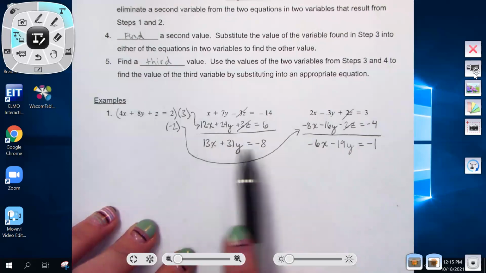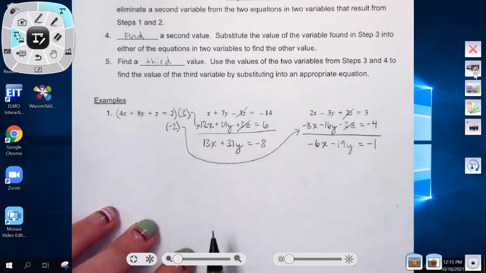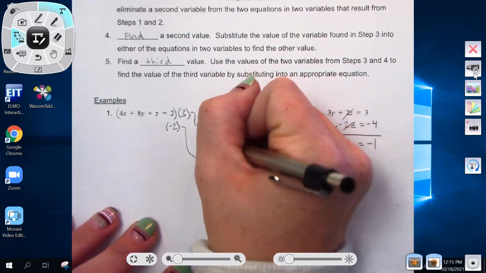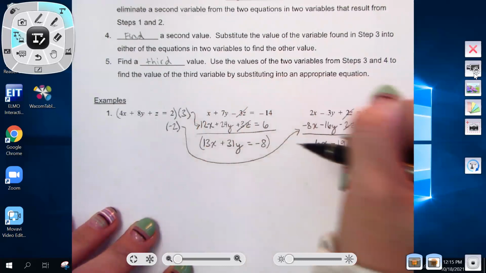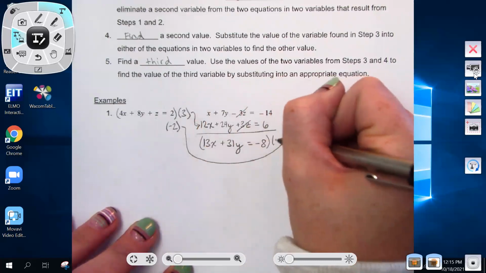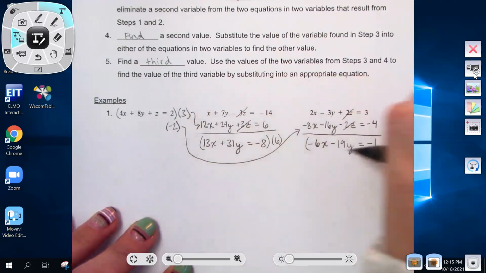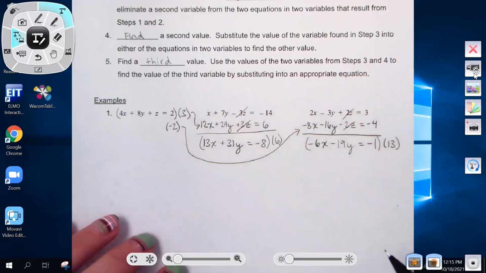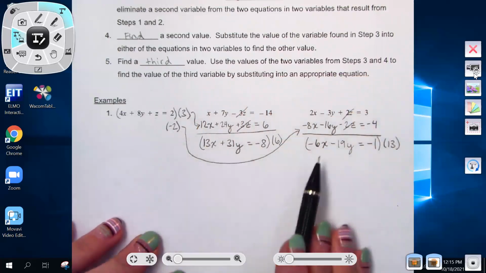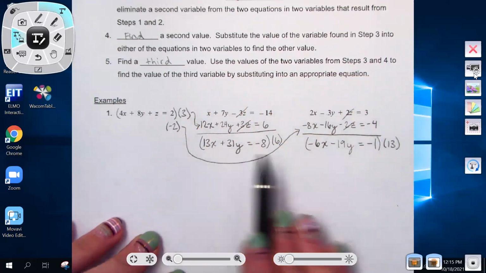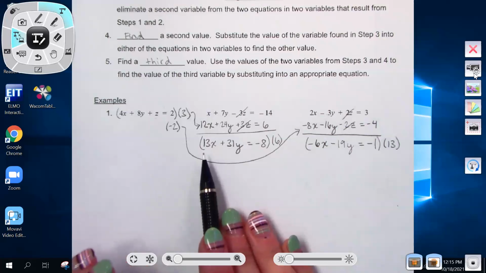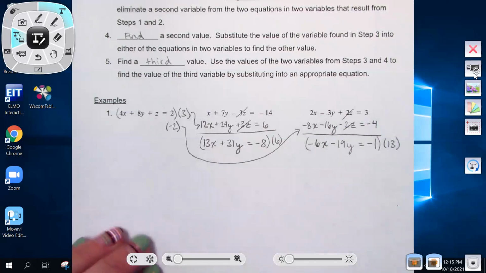The least common multiple of 13 and 6 is probably going to be whatever 13 times 6 is. So we're going to end up multiplying this equation by 6 and this equation by 13. Then that's going to give us the same coefficient on the x variables. They're already opposite signs, so we don't have to worry about that. One's already positive, one's already negative.